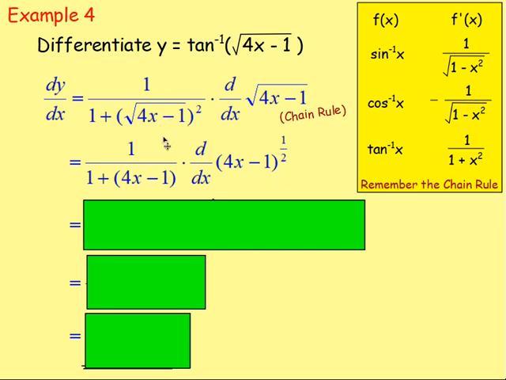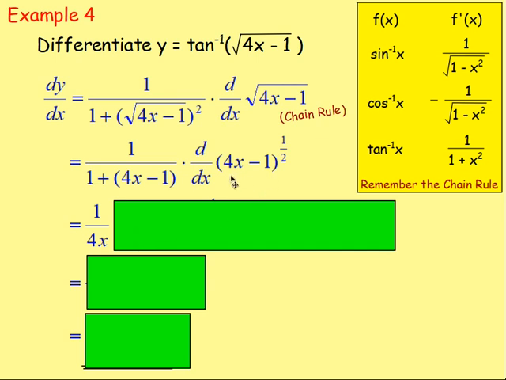Also, just over here on the left, if you have the square root and then squared, they will cancel out, leaving you with 1 plus 4x take away 1. If you get rid of the brackets here, you'd have 1 plus 4x take away 1, so the 1 take away 1 would cancel out, leaving you with 1 over 4x.